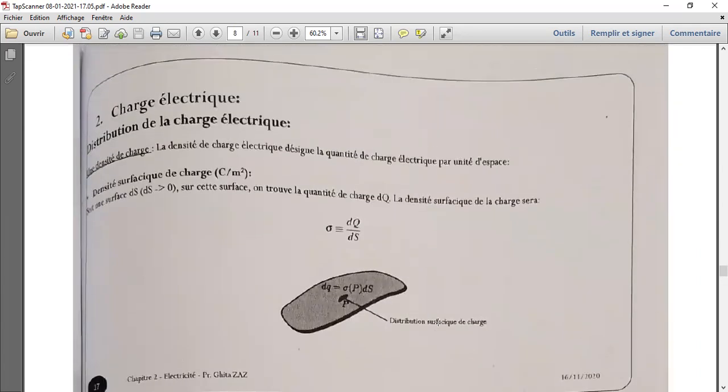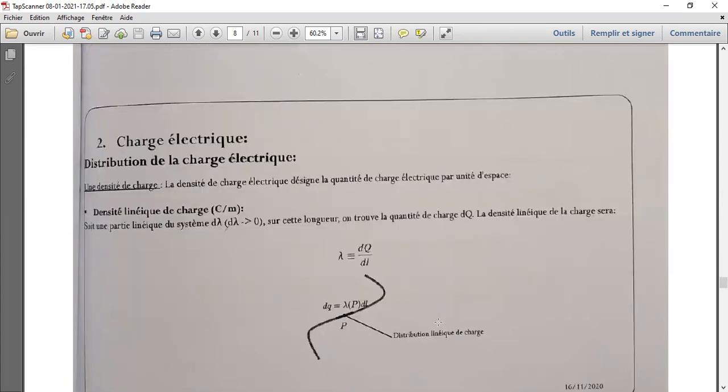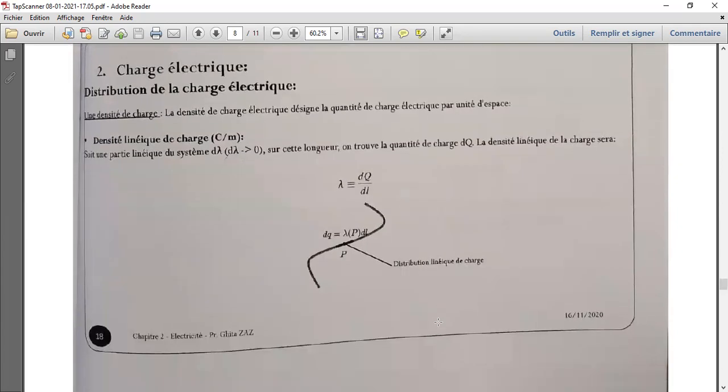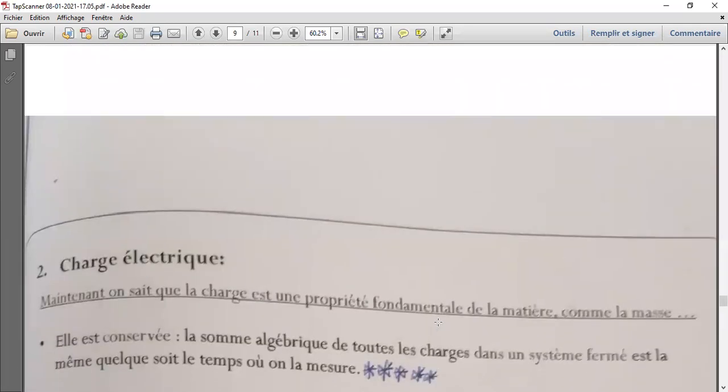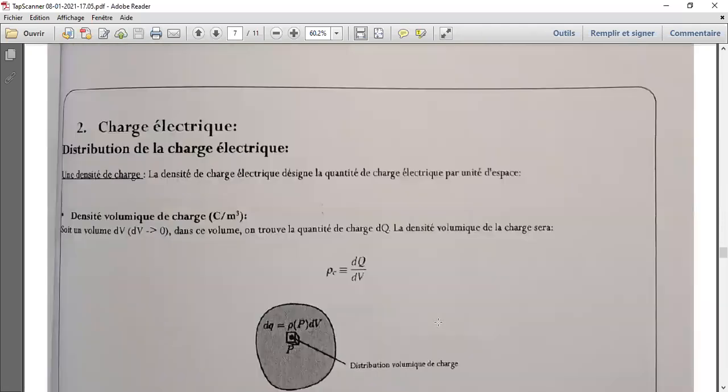Yeah, so in each question, they will be specifying the density surfacic, the density linear, and the density volumic of the charge. I think you can see my sharing. So basically, there are three ways in which these charges might be distributed.